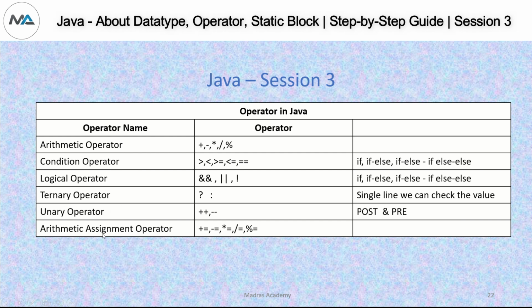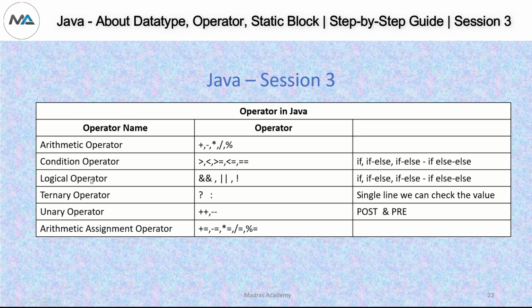And how to write these operators? If it is an arithmetical operator, it is plus, minus, multiply, divide, and modulus. Okay, and here if it is a comparison operator or conditional operator: greater than, less than, greater than or equal to, less than or equal to, equal to, using if, else if, and if else, like that we can write the condition. Using these if else keywords we can check the condition here.